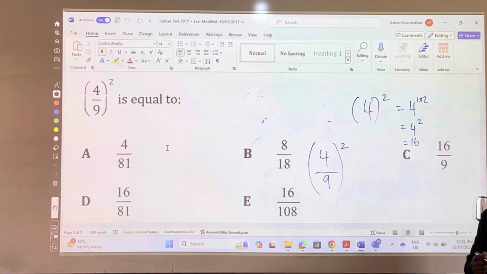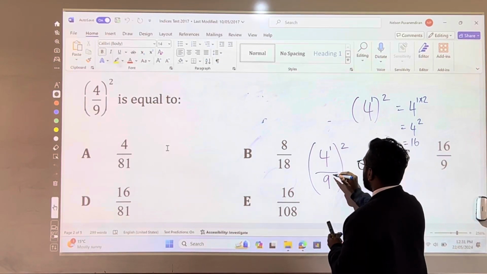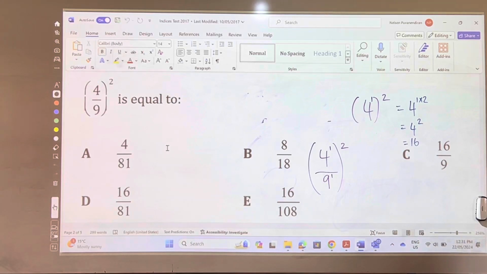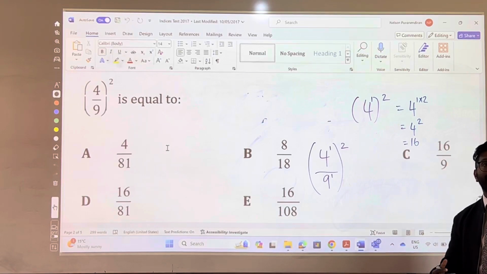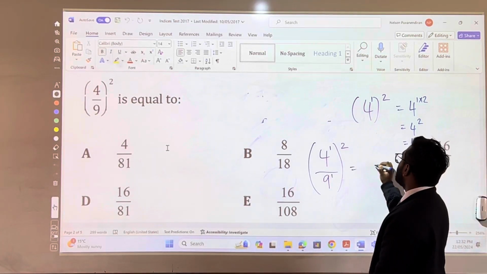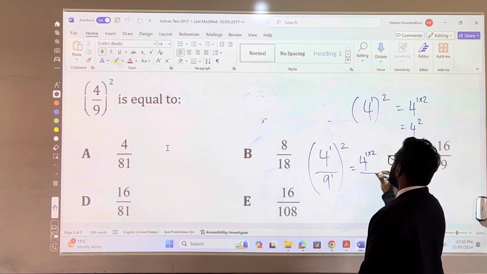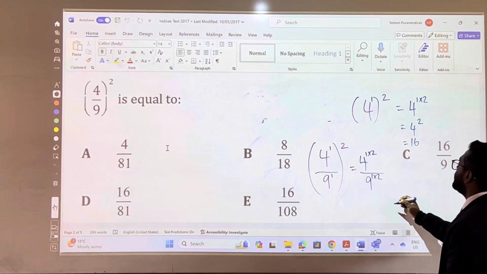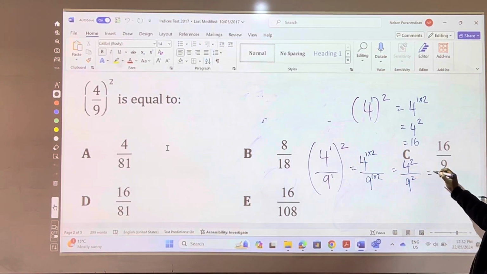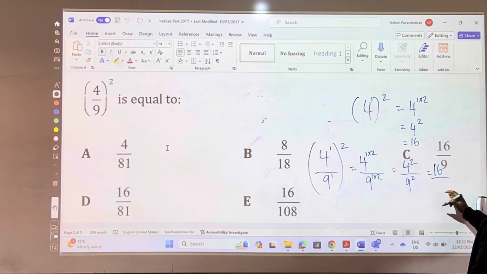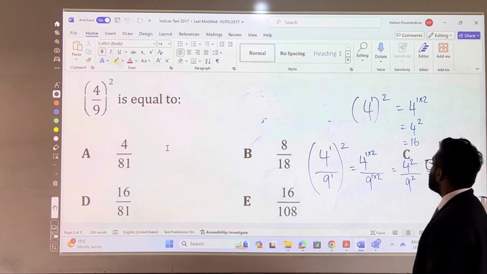What do we say is the first rule? This is a big hint. Put a 1 there. It doesn't take that long to do. A lot of people forget that and go, oh yeah, 4 times 2 is 8, 9 times 2 is 18. No, that's not the case. So here you've got 4 to the power of 1 times 2, divided by 9 to the power of 1 times 2. Then when you simplify, 4 to the power of 2 over 9 to the power of 2. 4 to the power of 2 means 4 times 4, which is 16. 9 to the power of 2 means 9 times 9, which is 81. So your answer is going to be 16 over 81.